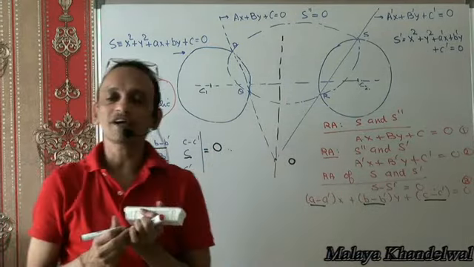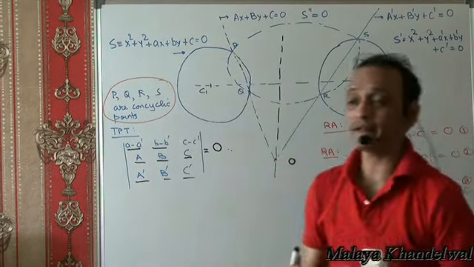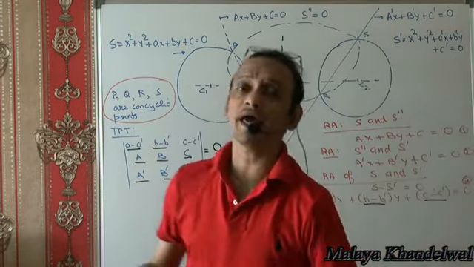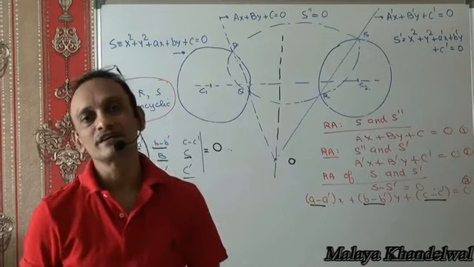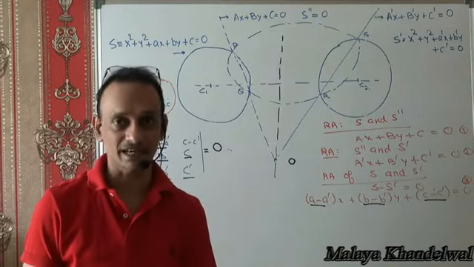Yes or no? So I thought this was an interesting problem, and it gave you a real application of concurrence of the radical axes of three circles in pairs.